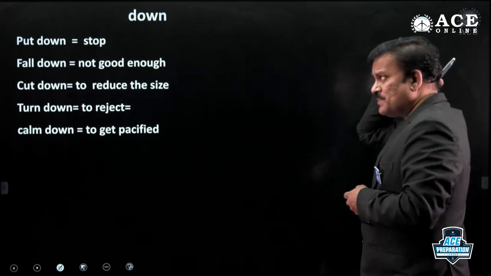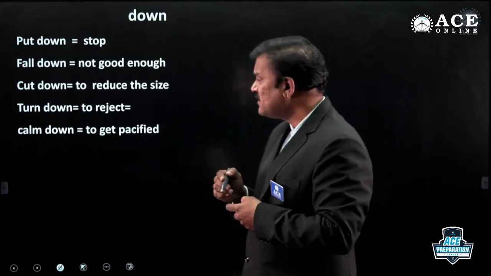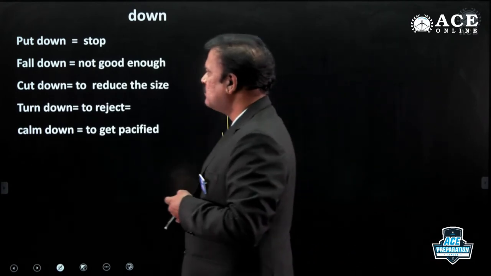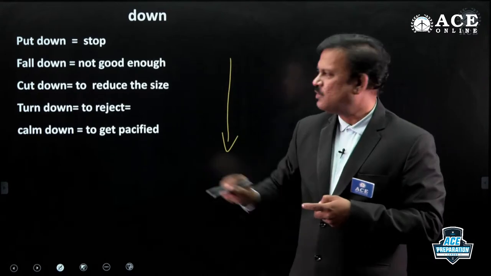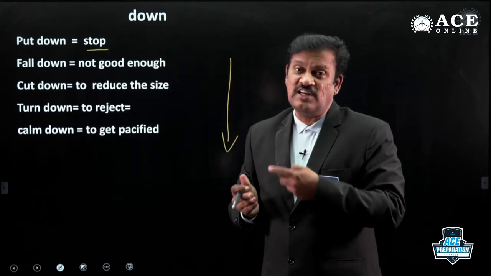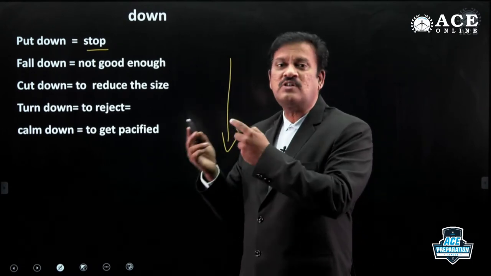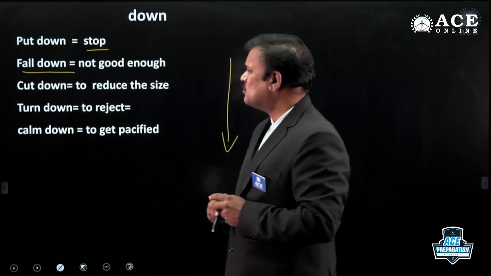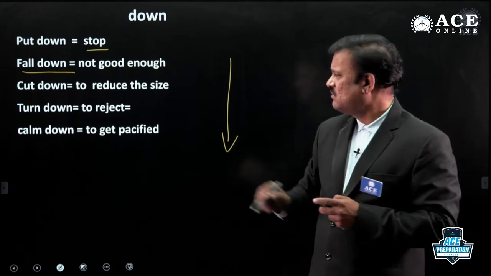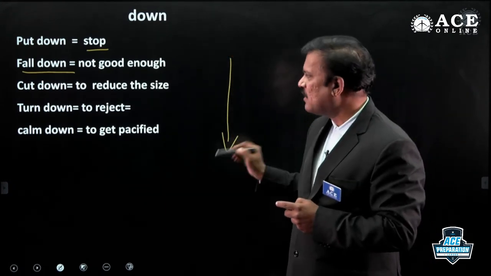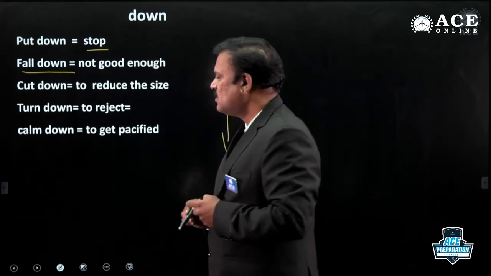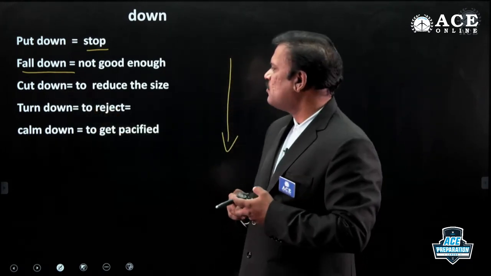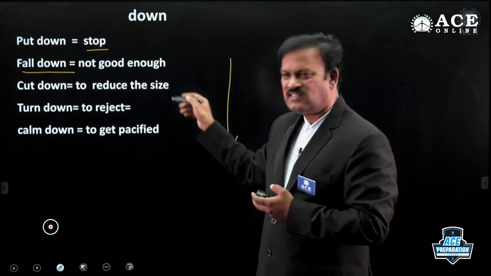Look at this one, down. Obviously, down is the opposite of up, in space. Obviously, it represents like this. Now, put down, maybe stop. Maybe I use this one, put down. Or I sometimes use it in a literal sense. This fighter put the opponent down, literally there. Fall down, not good enough. Prices have fallen down. It means the opposite of up, going down. Cut down. Maybe if I'm cutting, something is down. So in that sense, these guys have cut down your expenses. Okay, cut down size, expenses, cut down.